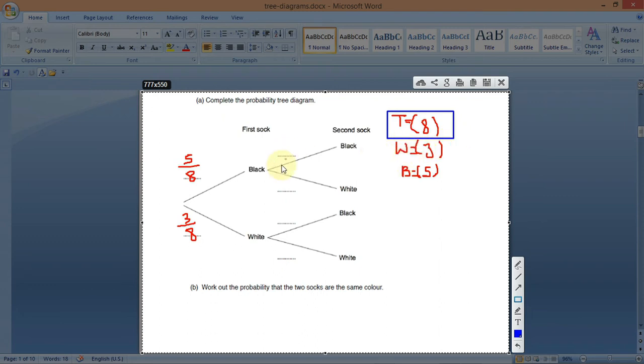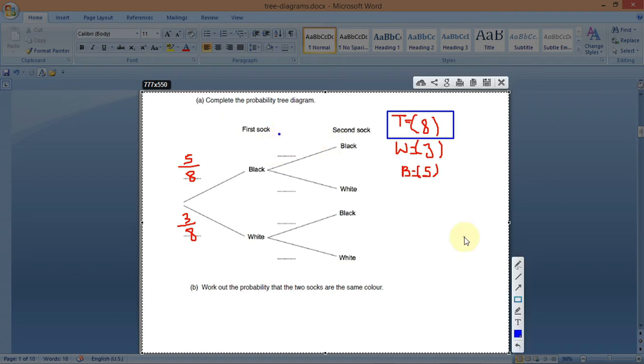Now since this is black the first time, for black the second time, black will reduce by 1 because black altogether is 5. You've taken 1 out of the black, so it's remaining 4 blacks. Oh, sorry about that. It should be 4, but since it's replacing it back, it's returning the black. So if you want to take black the second time, consider that black is still 5 because it's returned.